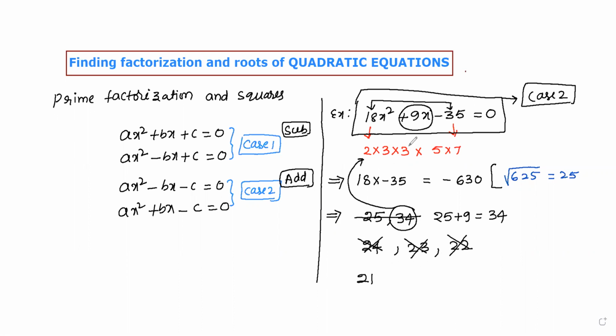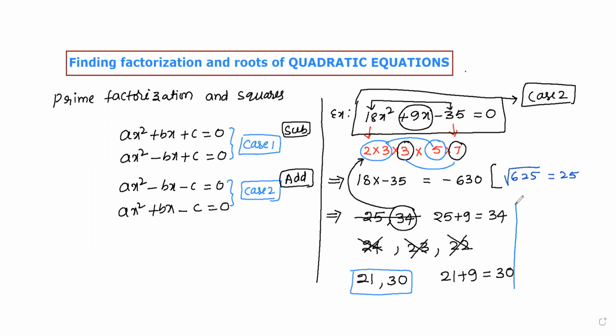So yes, 21 is formed by 3 into 7. And I am adding the coefficient of x to the 21. So then I got 30 here. So this is the combination. This is exactly the suitable combination. Why? Because when you multiply 3 into 7, the remaining part gives us 30 here. So this is the perfect combination.